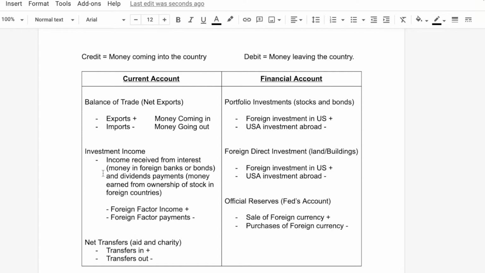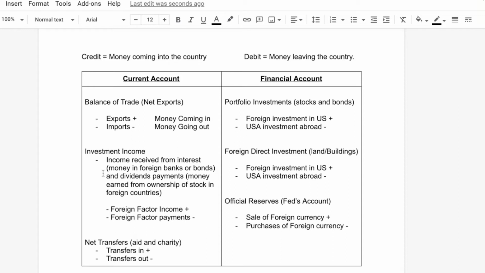Something else that's going to go with investment income is dividends, money that you earn from ownership of stock. So if I own stock in Samsung, which is a company in South Korea, at the end of the year, they're going to pay out shares of the profits to the people that hold shares of the company. And so dividends are going to be my share of the profits for having owned part of the company that is Samsung. So if dividends are being paid to me, that's going to be foreign factor income. And that's going to be a credit in the current account. That's going to be money coming into the US.